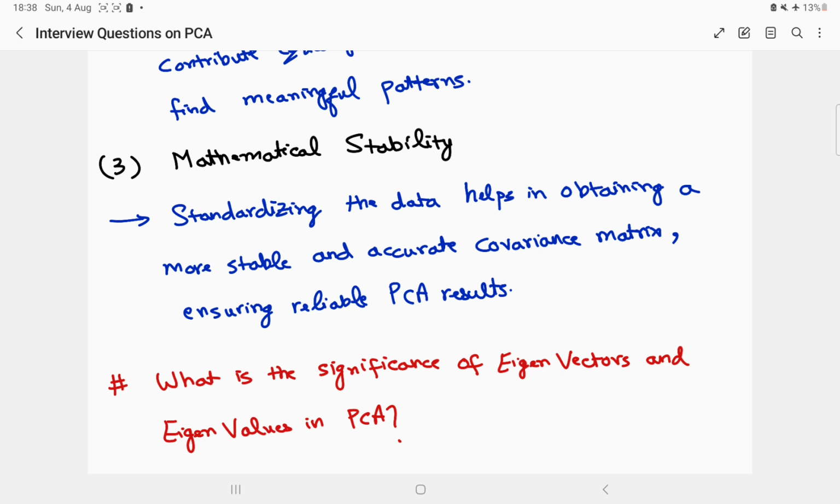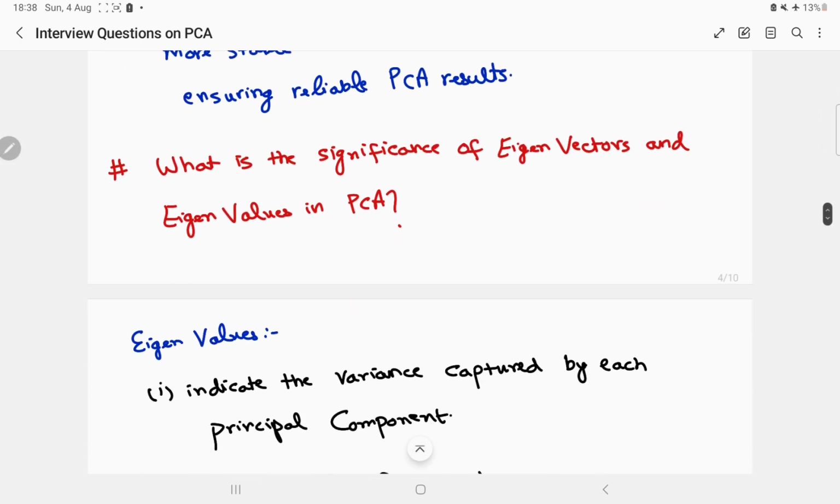So these are some of the reasons which you might want to mention to the interviewer, because of which you would want to standardize your data before applying PCA. And then the next question could be, what is the significance of eigenvectors and eigenvalues in PCA?